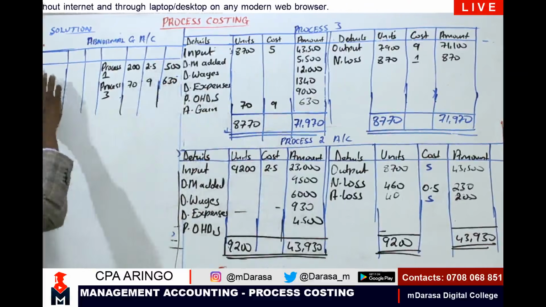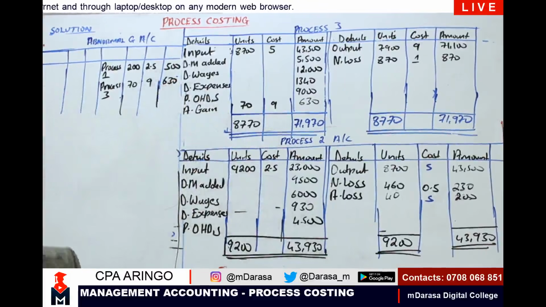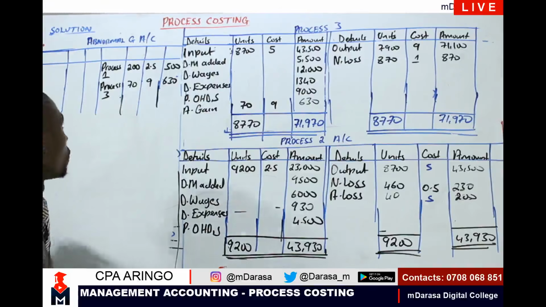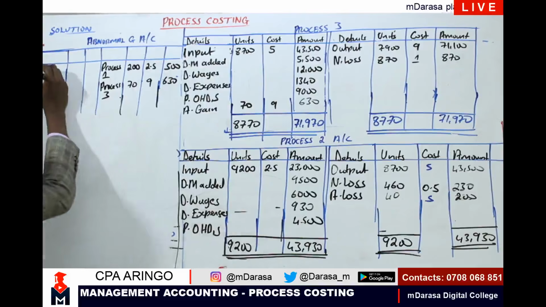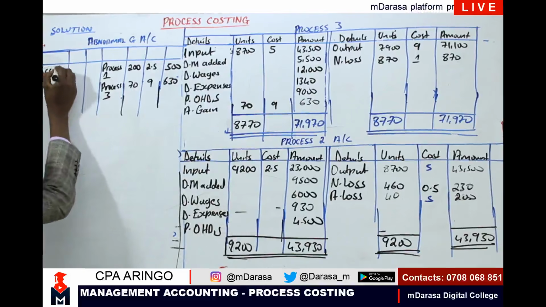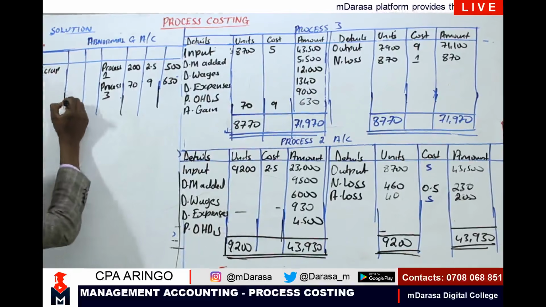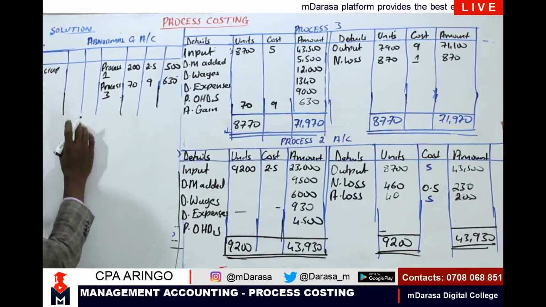So talk of our scrap. Scrap value, the same concept will apply whenever we'll be talking of our scrap, because our scrap for process 1 was 0.2. So talk of scrap. After we dispose of that, how many units are we talking about? 200.